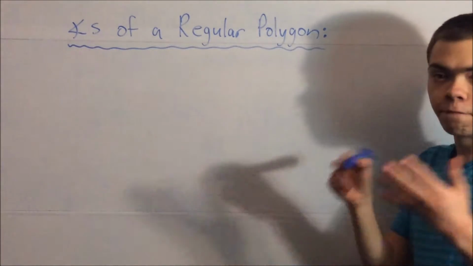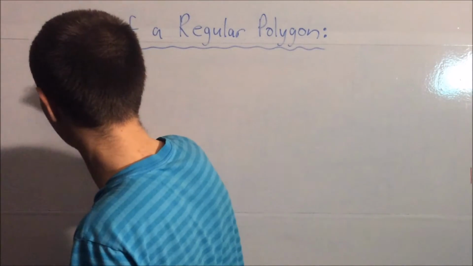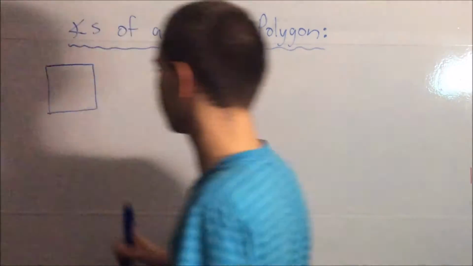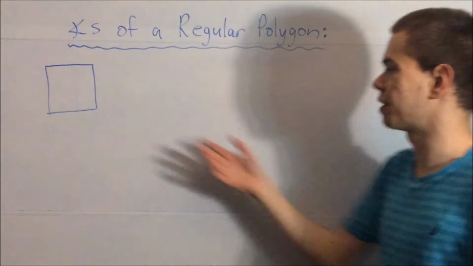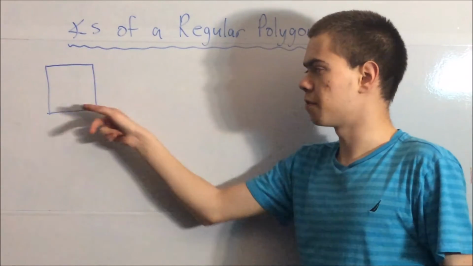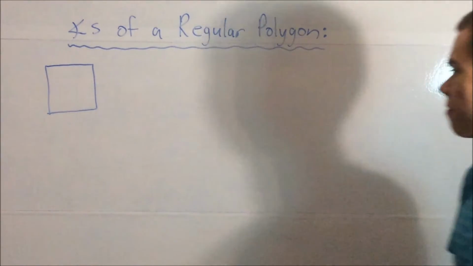So, a four-sided regular polygon will look something like this. See if you can predict what it looks like. Looks something like that. So pretty much a four-sided regular polygon. All four sides have the same length. All four angles have the same measure. And in that case, it would be a square, right?